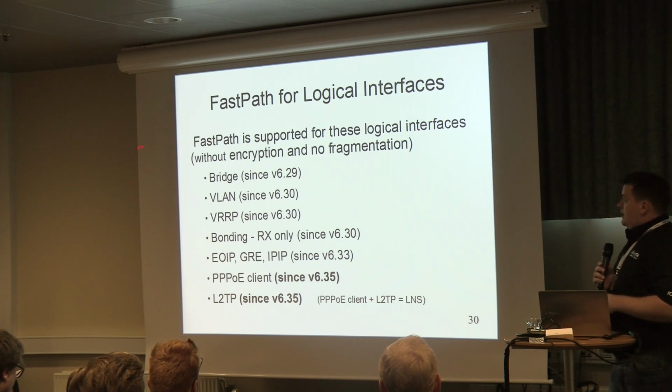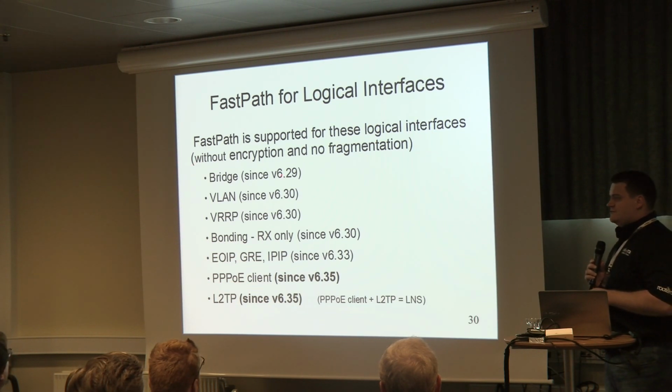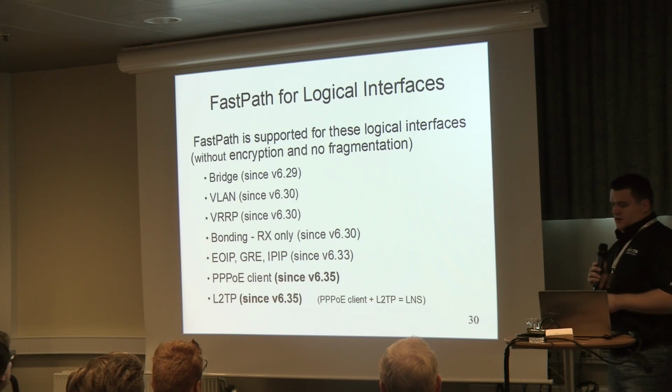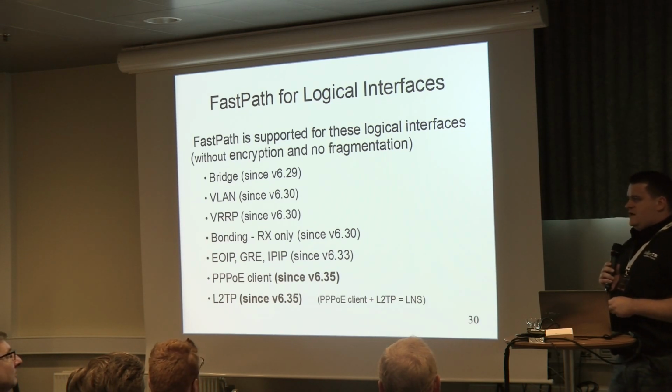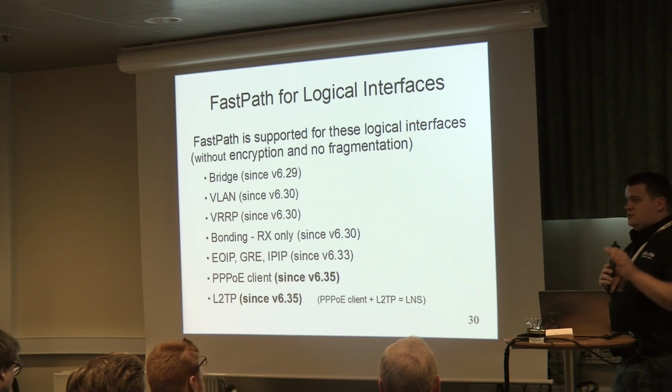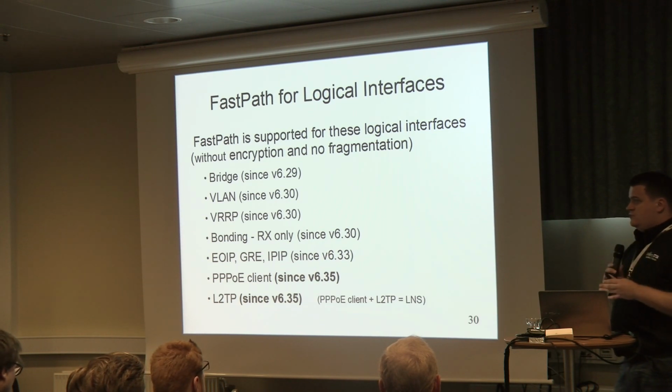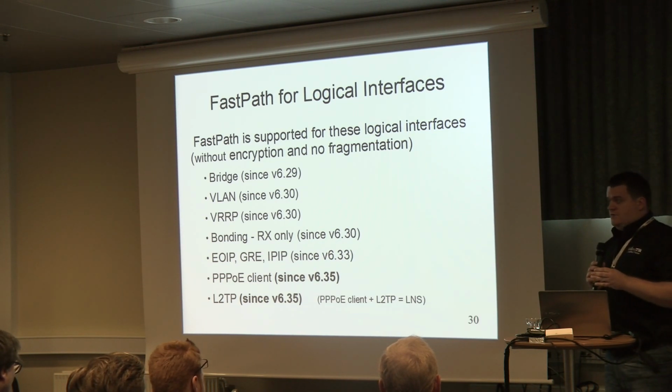But I need to stress it even more right now. This all works only in case you don't use encryption and you don't have fragmentation. Fragmentation and FastPath don't work together. So you need to be very careful if you use tunnels, to make sure that you don't have fragmentation in your network. You need to have proper MTUs everywhere, change MSS segments and such things, so that there are no fragments.